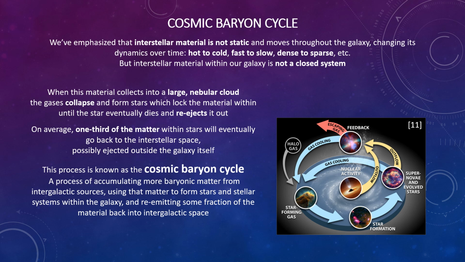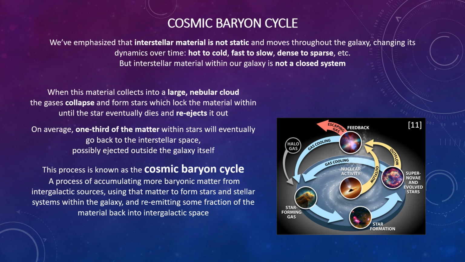When this material collects into large nebulous clouds, these gases collapse and form stars, which lock the material within the star until eventually that star dies and re-ejects that material out into space. On average, one third of the matter within stars will eventually go back into interstellar space, some of which can be ejected from the galaxy itself. This process is known as the cosmic baryon cycle.